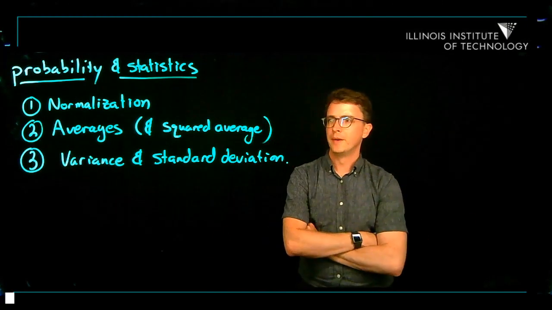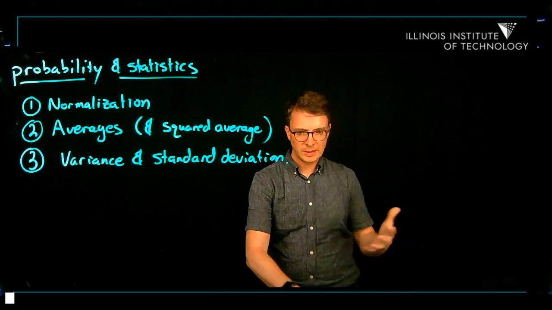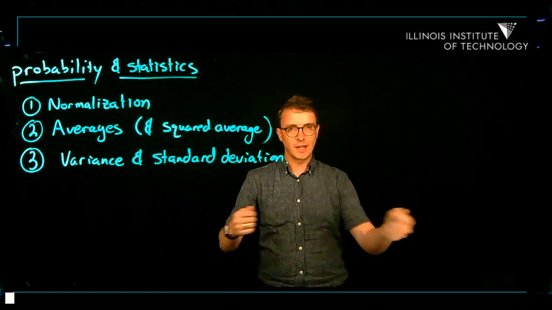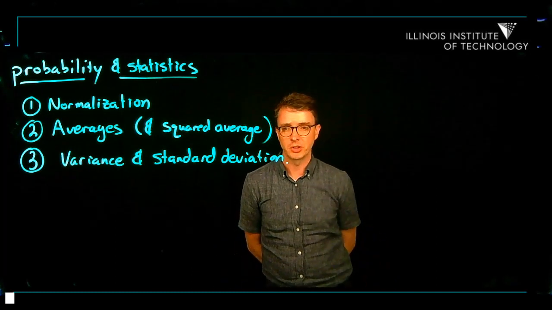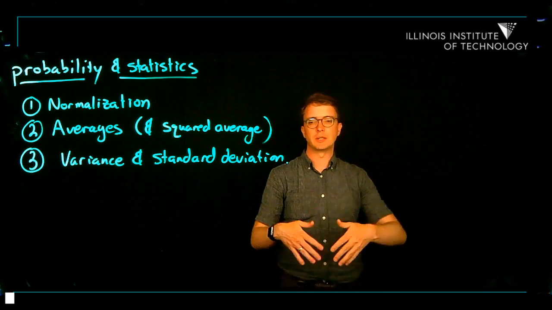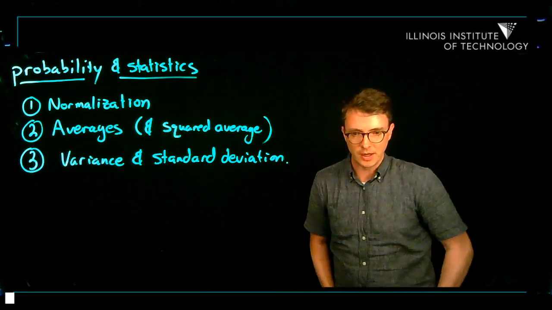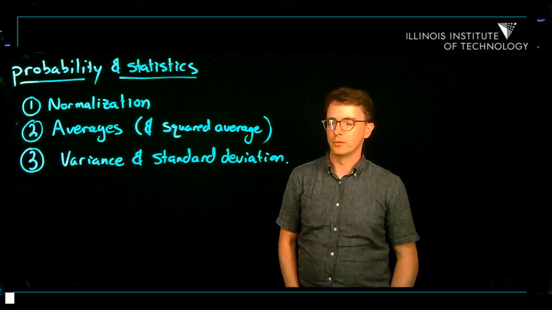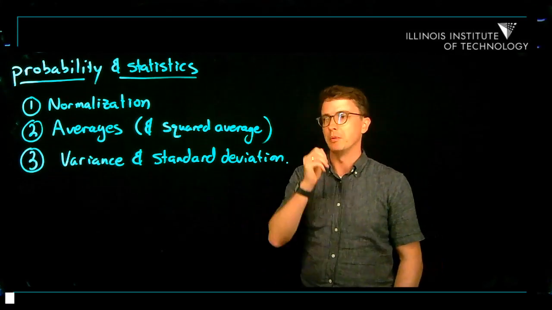Hello, everyone. So we've talked about the fact that quantum mechanics is a probabilistic theory. It doesn't tell you exactly what's going to happen in any particular measurement, but it allows you to know the probability that I'm going to get a certain thing when I do a measurement. So before we can dive into quantum mechanics, we need to refresh our memory about probability and statistics.